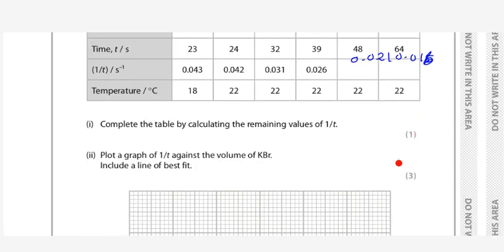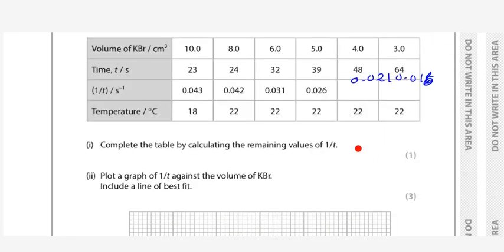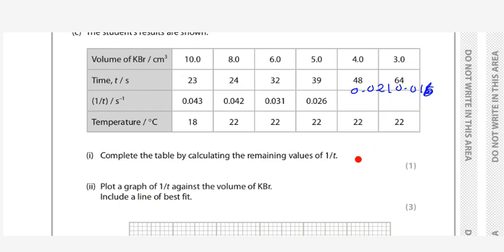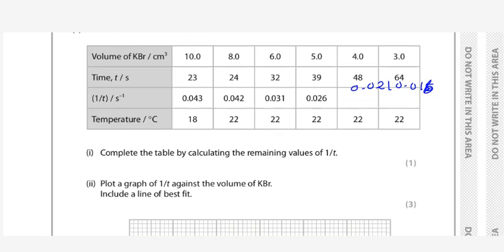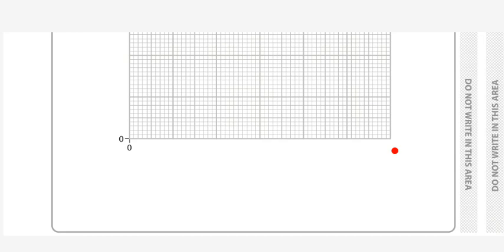Plot a graph of 1 upon T against the volume of KBr. What is 1 upon T? It is the rate, right? 1 upon time is the rate. Which axis should the rate be on? The y-axis, because you're studying how the volume of KBr affects the rate. So the volume of KBr should be your x-axis, and the y-axis should be 1 upon time.